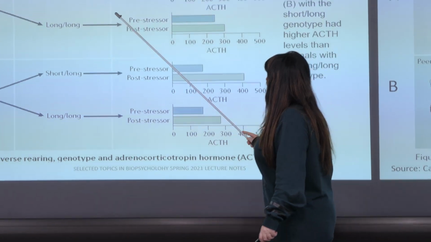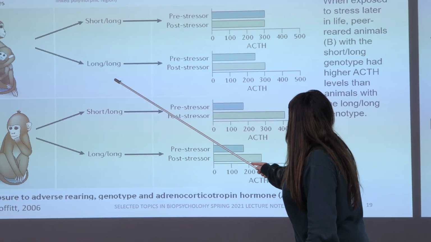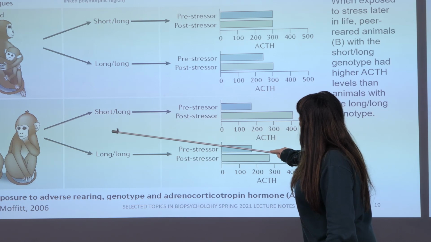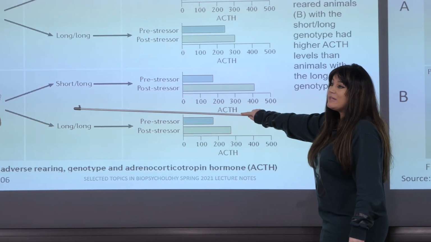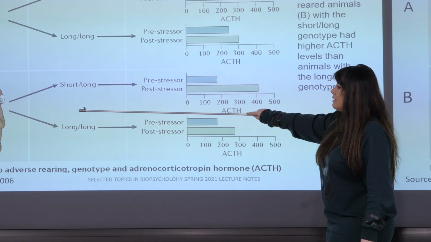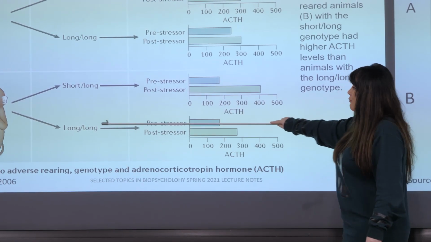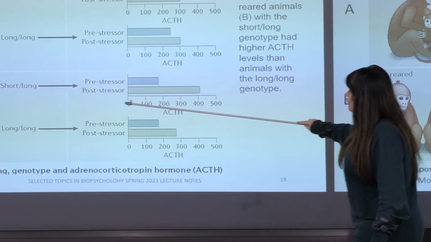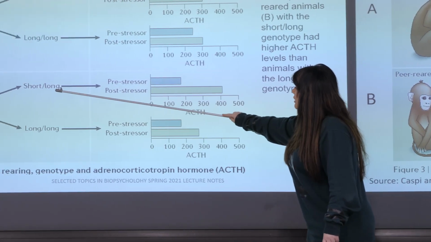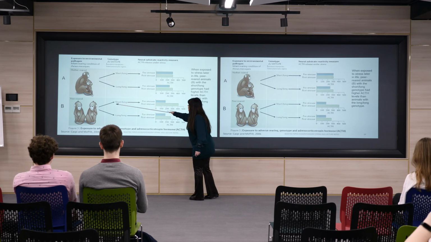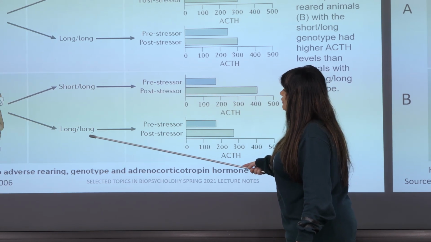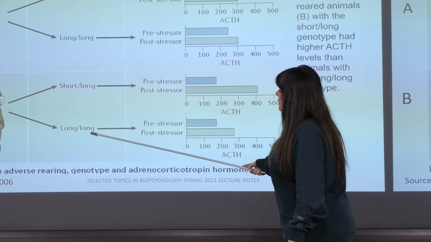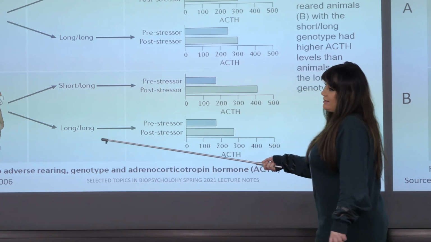The first thing you need to understand is that, let's compare this and this, the individuals that are grown or reared without maternal care. And what happened here, if the individual has the short and long version of the serotonin transporter protein, and if the individual or animal has the long version of the serotonin transporter protein.